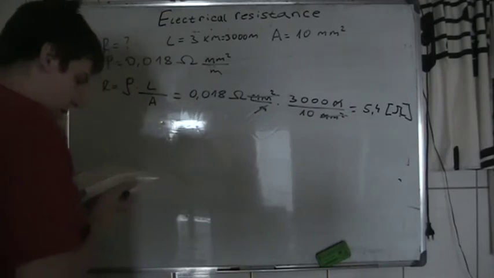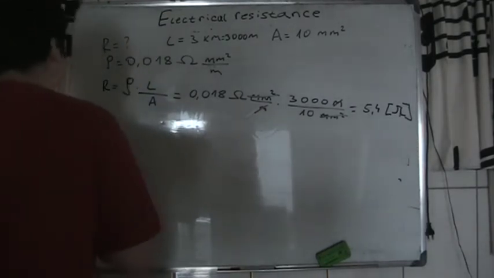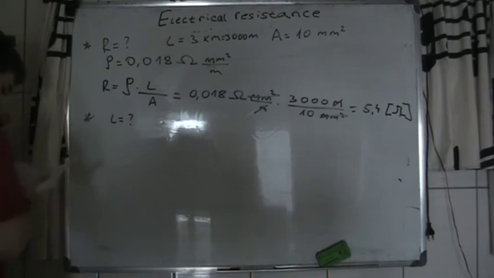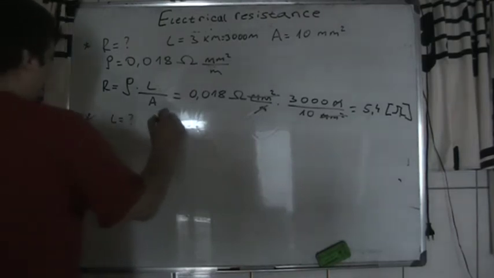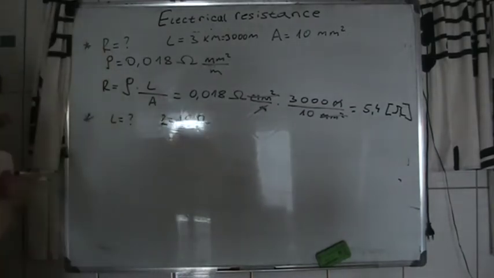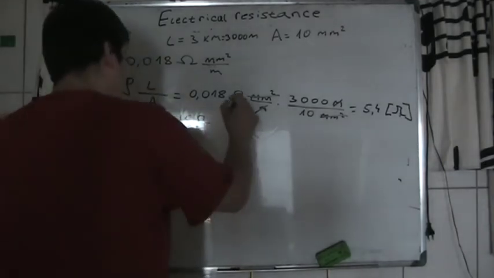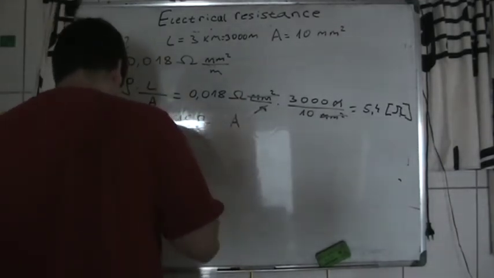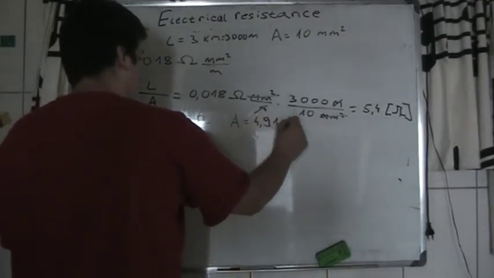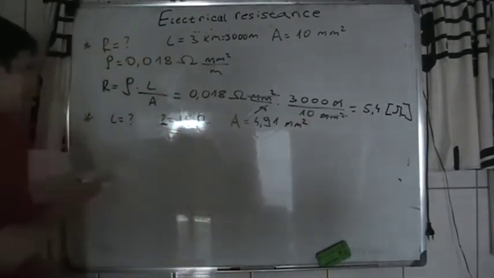What is the length of the copper wire which has an electrical resistance of 15 ohms and a cross-sectional area of 4.91 millimeters squared?